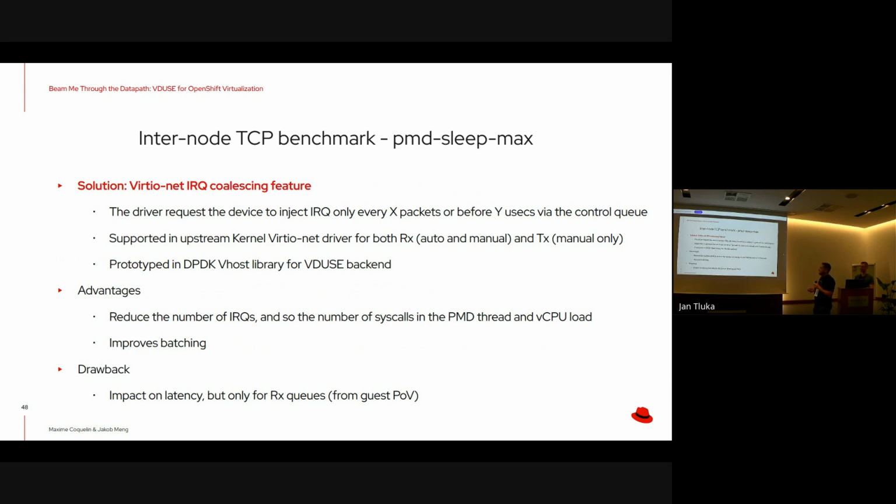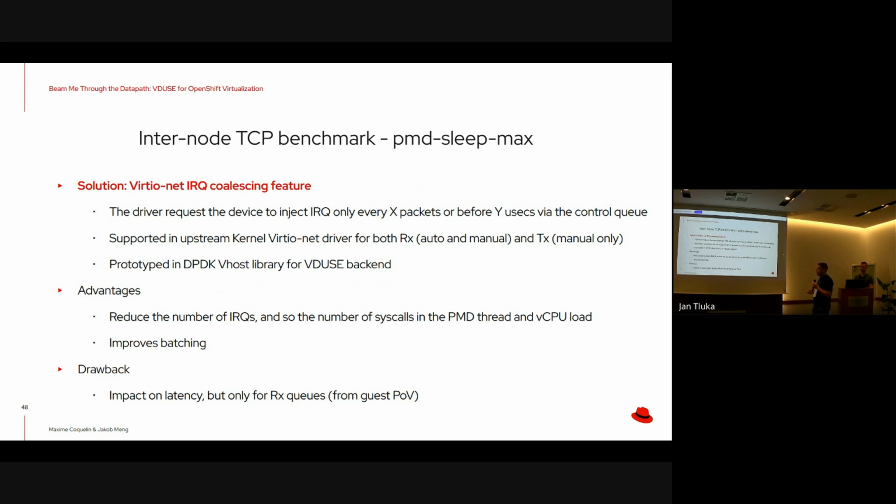It is supported in the upstream kernel in the Virtio driver for both the RX and TX queues. For TX queues, the interrupt is used for recycling the buffers that have been transmitted to the host. In DPDK, it was not present in the Vhost library, so we had to prototype it.